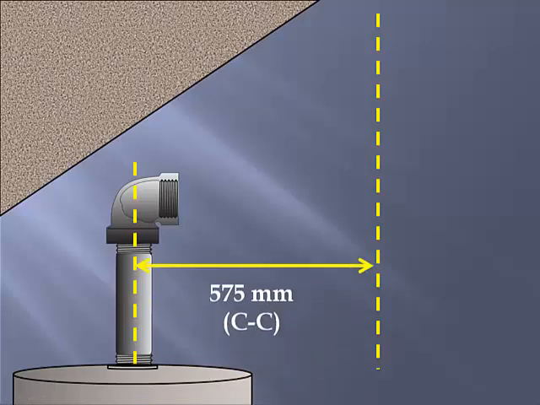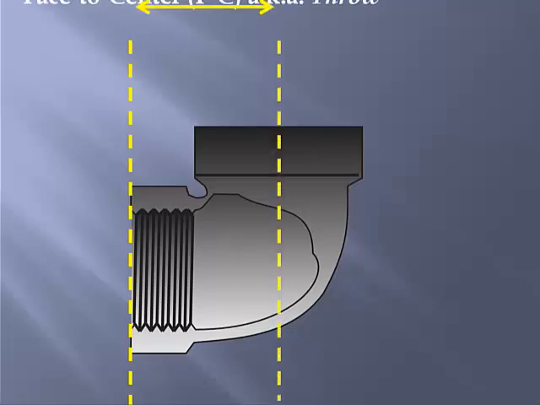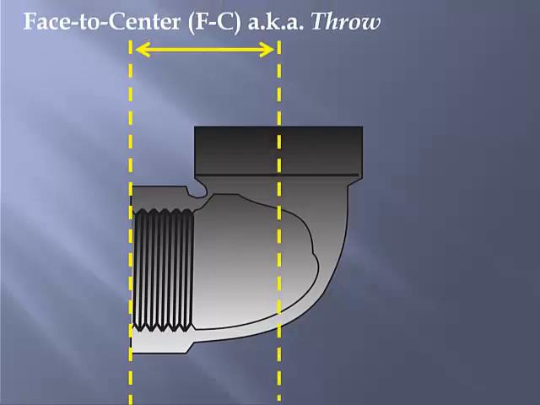Now let's take a look at the dimensions of a screwed fitting. The dimensions for screwed fittings are found in pipe trades training manuals or in manufacturer's literature. The typical dimensions given are face to center, also known as the throw, and the thread engagement. Now, depending on the size of fitting, these dimensions will be different. Make sure you specify which fittings you are using and which dimensions should be used.